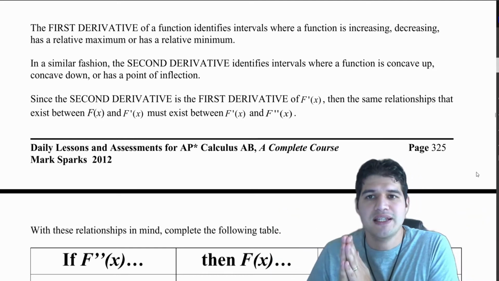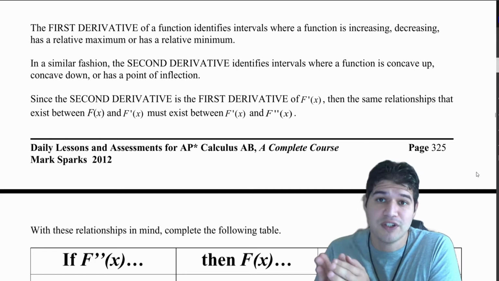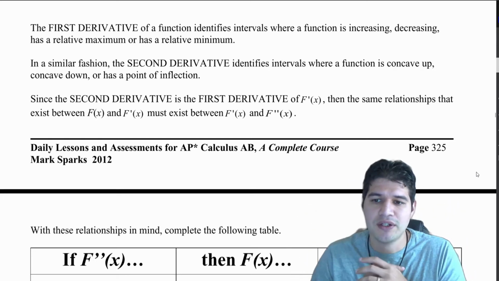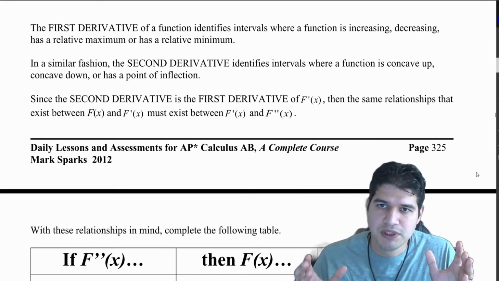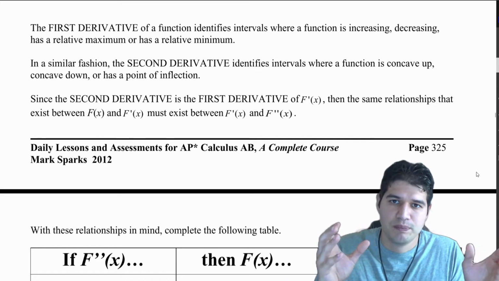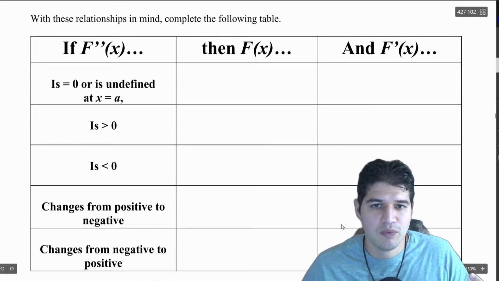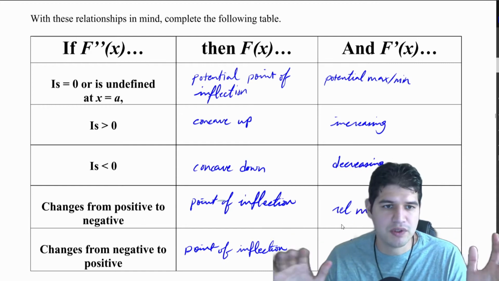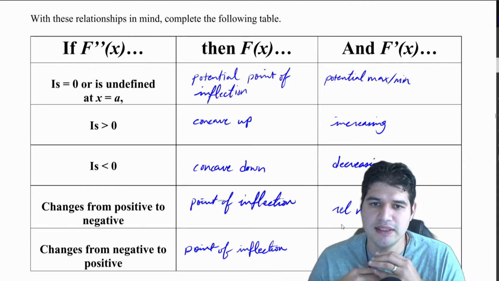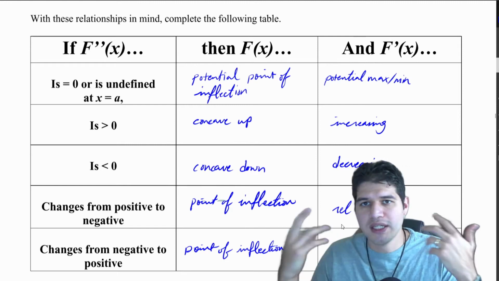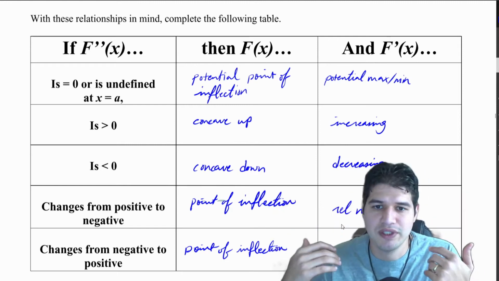You also want to think that the second derivative is the first derivative of f prime. I know that's a little bit convoluted, but really get that down. So all the same relationships are going to apply between f prime and f double prime. Now I want to complete this table. We're going to be looking at several examples where we're talking about these connections between f prime and f double prime. You're going to have your homework, plenty of practice over this, okay?